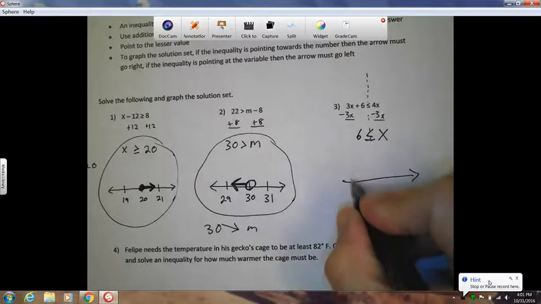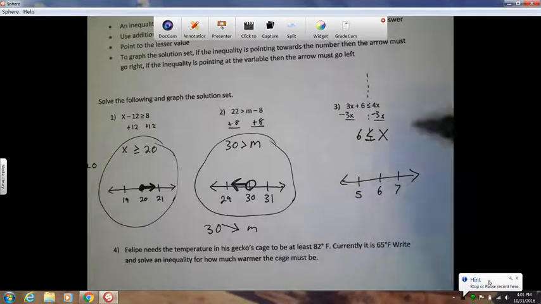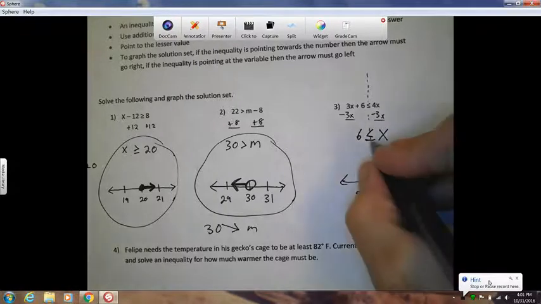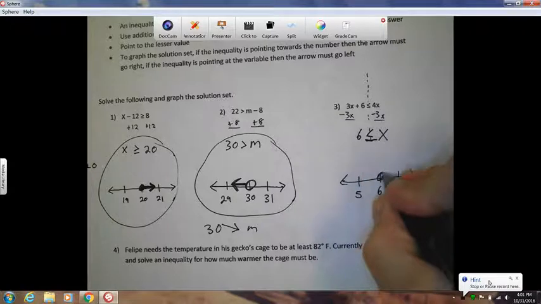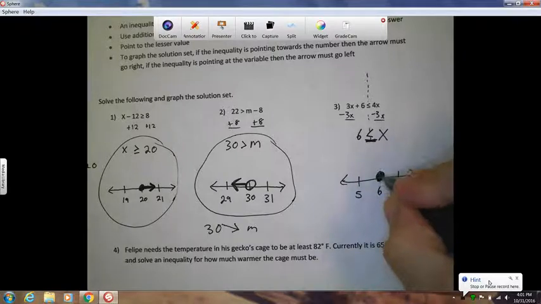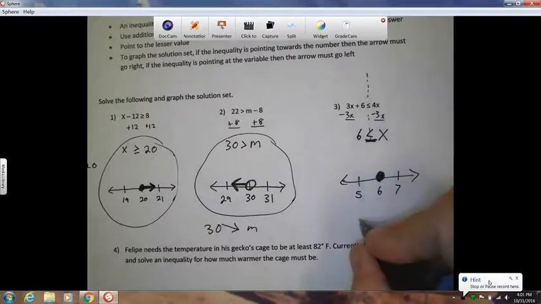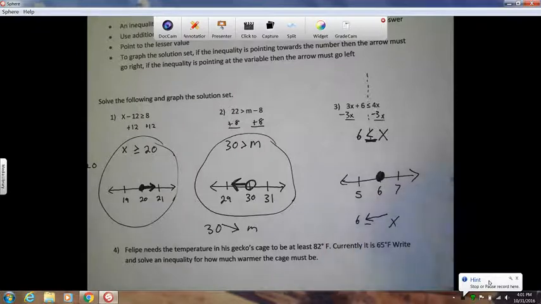So now I need to graph. Use your chart. Should this be a filled in circle or open? It can be equal to, so it's filled in. If it has that, it has to be filled in, saying 6 is a possible answer. X could be equal to 6. So which way does it go? If I look at it, it's pointing at the number. If it's pointing towards the number, the arrow must go right.